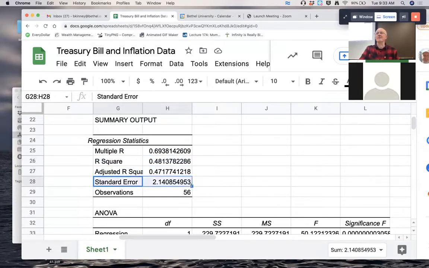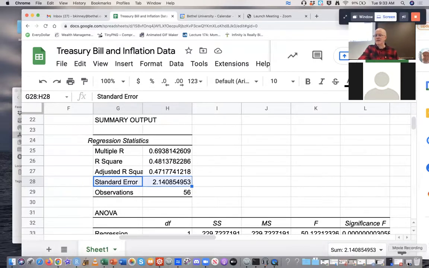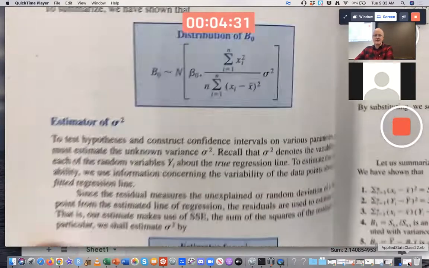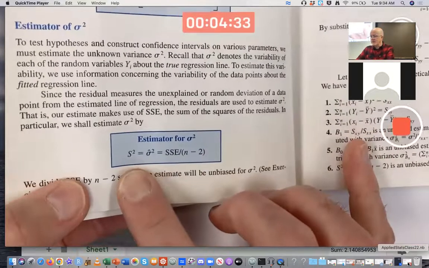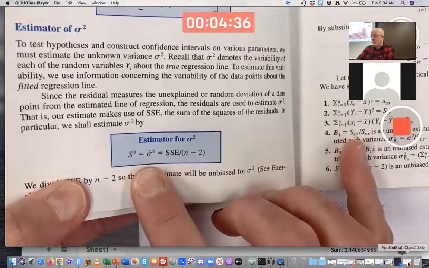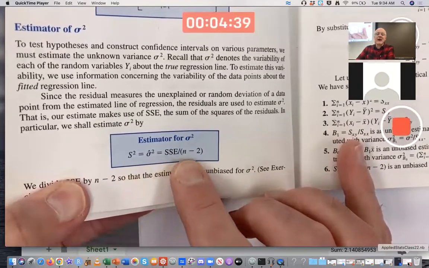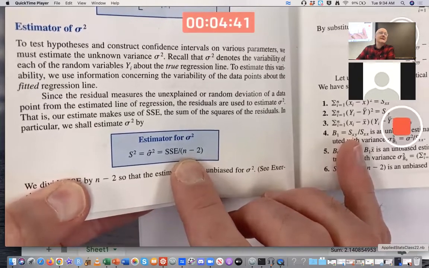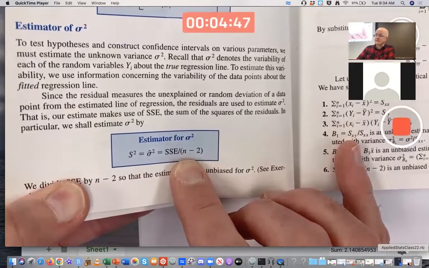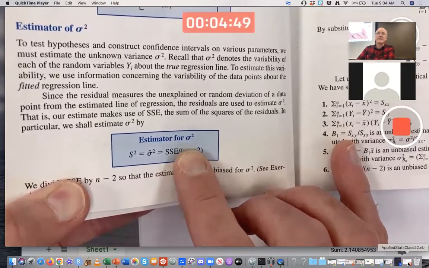The standard error, 2.14, I talked about last week. Let's go ahead and show you what it refers to in the book. It is referring to an estimator for sigma squared. It's this thing here, S squared, or sigma hat squared, is SSE divided by n minus 2. That would be the variance version. The regression standard error would be the square root of this. It's an estimator for sigma squared.